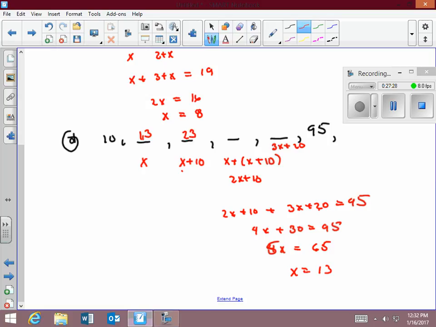23. Previous two is going to be 36. Previous two is going to be 50. It's a mistake. Did I not do it right? My mistake. And the previous two is 95, and it works out.